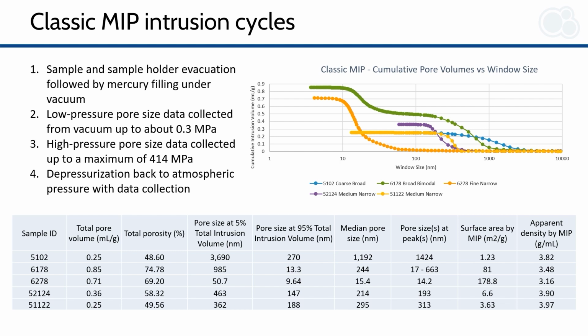Here we see examples of the cumulative intrusion volume per gram of sample under test for the 5 catalyst supports, with intrusion summary data provided, including total percent volume, total percent porosity, pore size corresponding to 5% and 95% of the total intrusion volume, that is, the 5th and 95th percentiles, the median diameter of the distribution, which is the 50th percentile, the modal pore diameter or diameters, that is, the local maxima in the distribution, the pore area calculated from mercury porosimetry analysis, and the apparent skeletal density calculated from the highest pressure in the analysis, where it is assumed that all pores are filled.